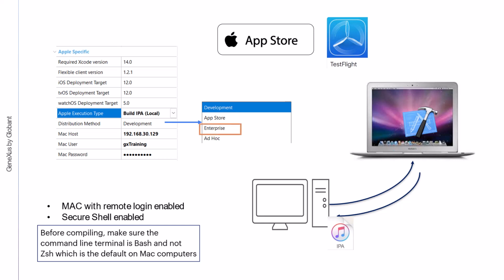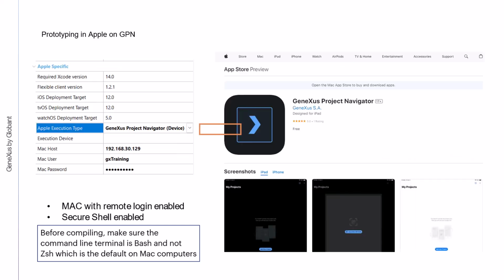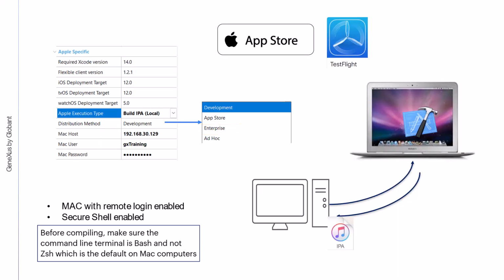If Enterprise is selected, the application is compiled and signed for internal distribution. And if we choose Ad Hoc, the application is compiled and signed with a provisioning profile created for a specific case, and then distributed to the application testers.